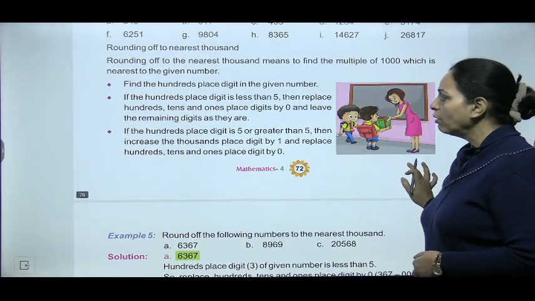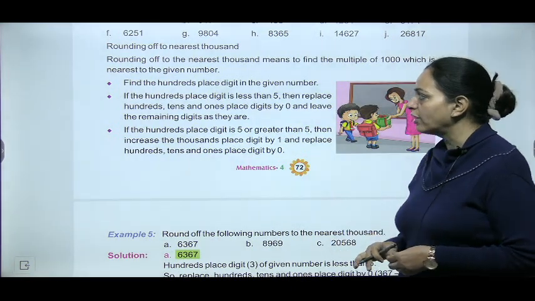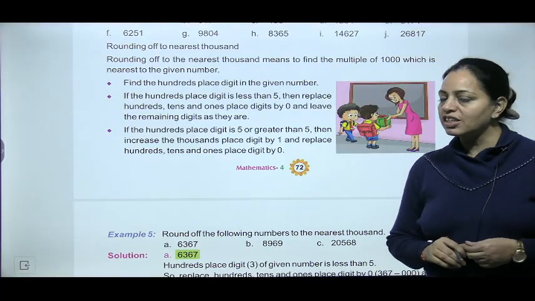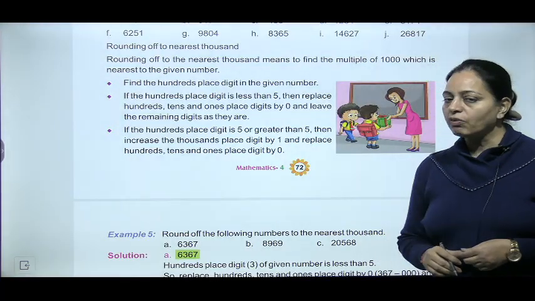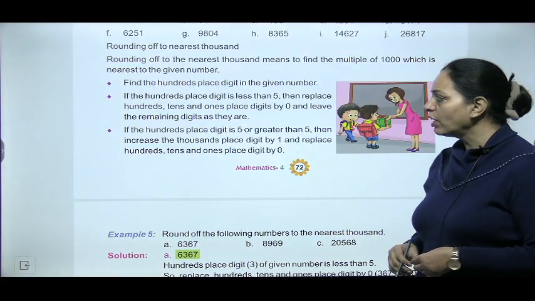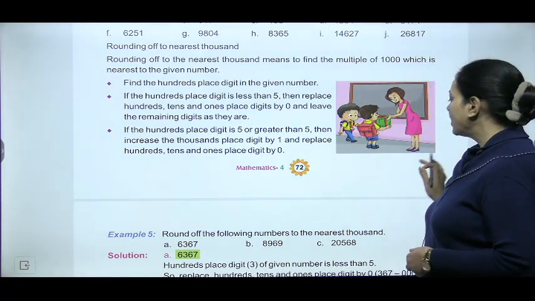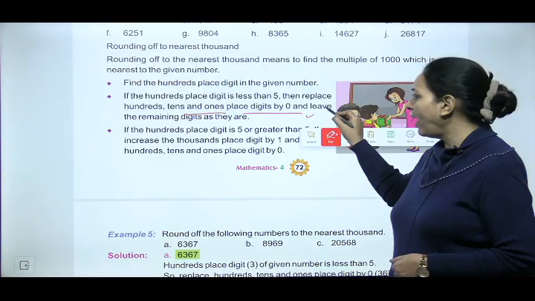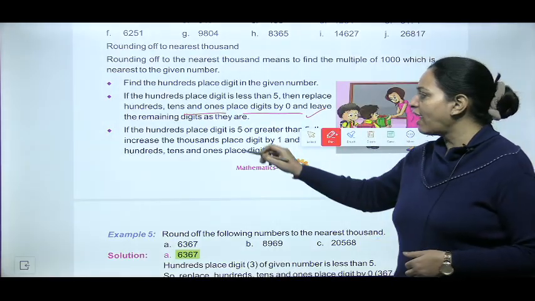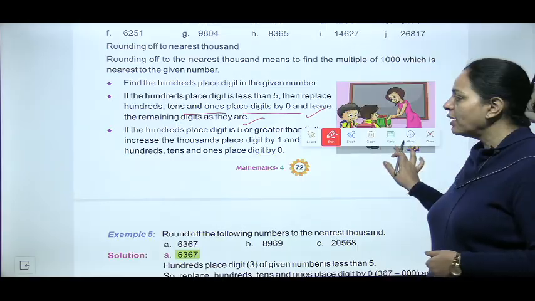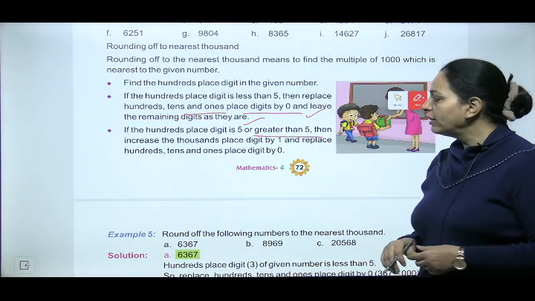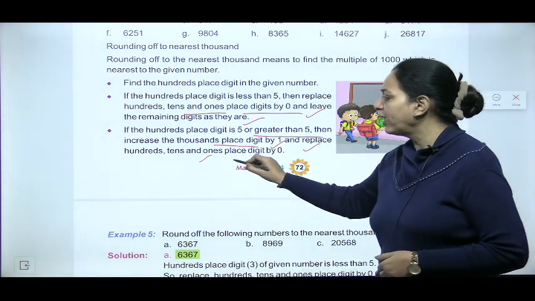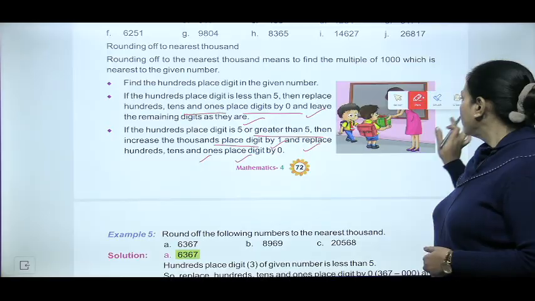The next we are talking about rounding off to the nearest 1000. So rounding off the nearest 1000 means to find the multiple of 1000 which is nearest to the given number. Like the first one, find the 100 place digit in the given number. If the 100 place digit is less than 5, then replace 100 tens and ones digit by 0 and leave the remaining digits as they are. And if the 100 place digit is 5 or greater than 5, then increase the 1000 place digit by 1 and replace 100 tens and ones digit by 0.